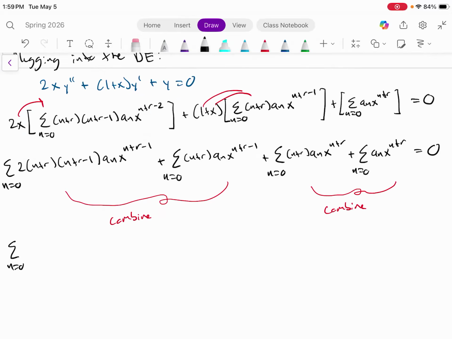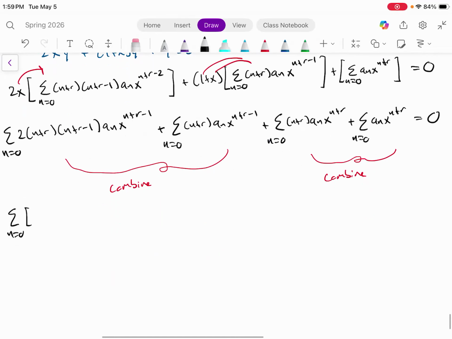We put some brackets here, just to show the difference between it and our second term. In brackets, 2 times n plus r, n plus r minus 1, a sub n x to the n plus r minus 1. And then we're adding that second term, right? So it'll be plus n plus r, a sub n x to the n plus r minus 1. I'm going to close that off.